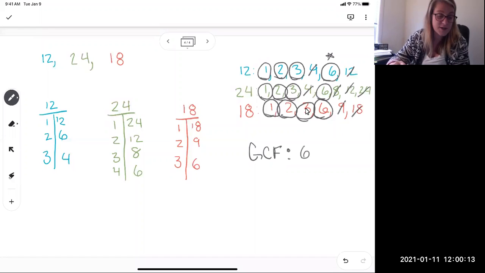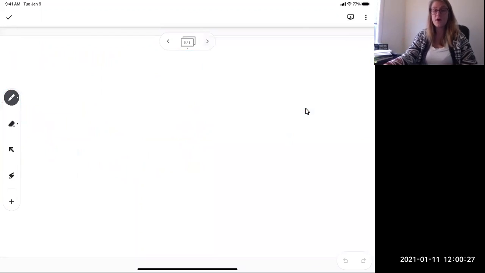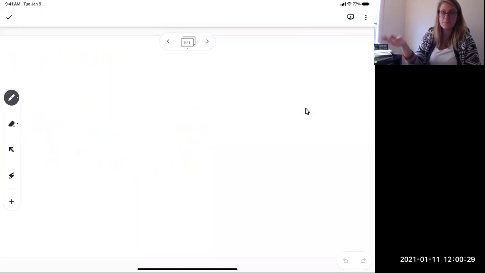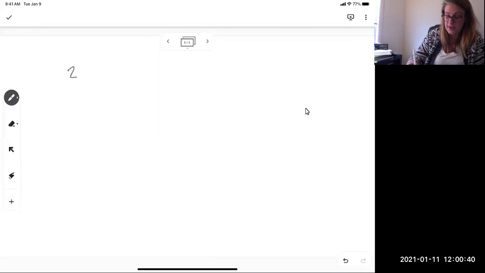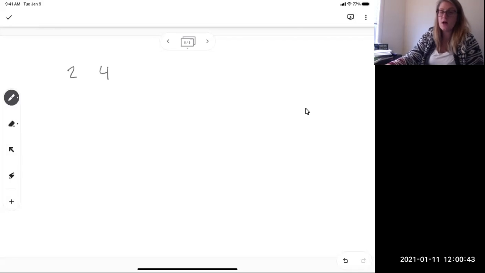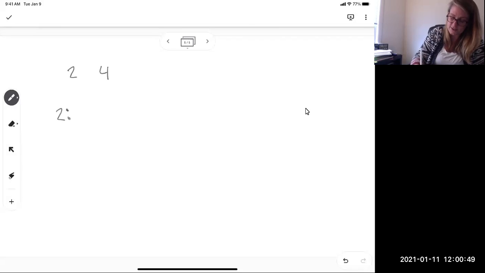Okay, next we're going to look at common multiples. So we know to find multiples, we're just going to skip count. Skip counting is super easy. So we're going to start with finding the common multiples of 2 and 4. When we write out our multiples, we're just going to write them out as a list. So here I have 2 and here I have 4. So we're just going to skip count.